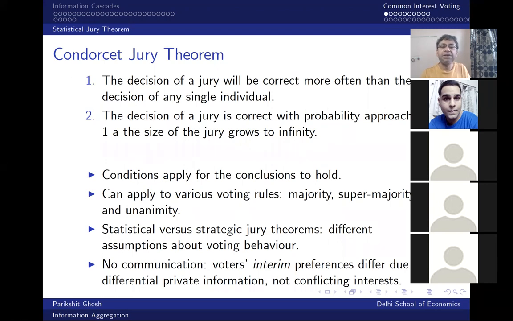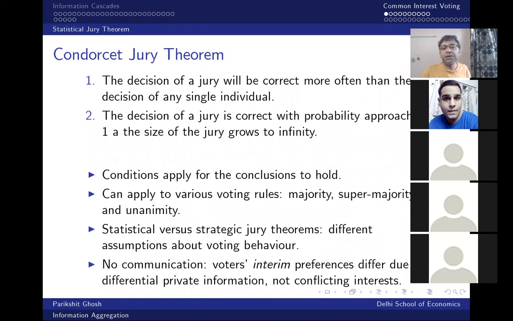Essentially, the kind of voting game we're going to study involves large anonymous electorates that cannot coordinate and share information with each other. They have to vote sitting on separate islands. Okay, so what did Condorcet conclude about such voting processes? He came to two conclusions. One is the following: the decision of a jury will be correct more often than the decision of any single individual. So juries are wiser than judges. That's roughly speaking the first conclusion.